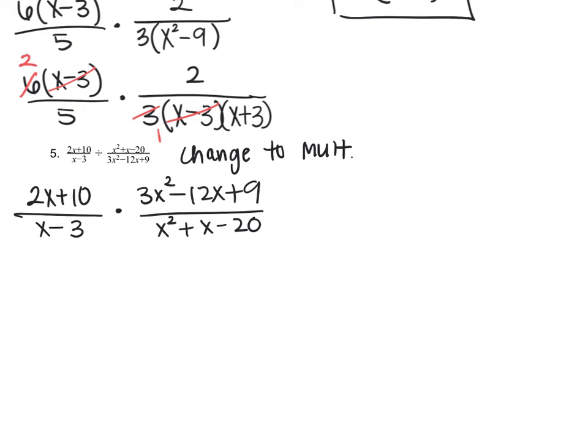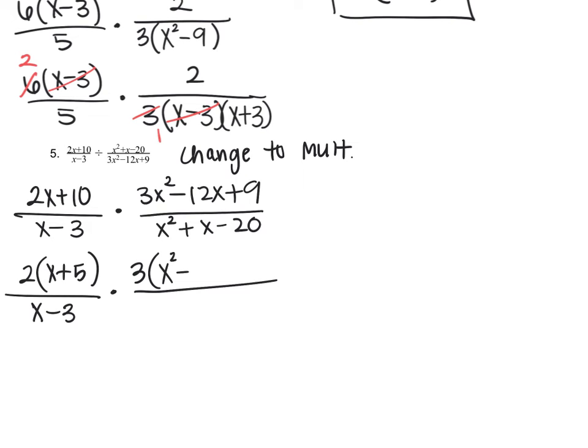Now I want to start factoring. So 2x plus 10 has a GCF of 2, which leaves us with x plus 5 in parentheses over x minus 3. Before I use the box method on 3x squared minus 12x plus 9, I'm going to check for a GCF. And there is one in this case. 3 goes into 3, 12, and 9. So I won't actually have to use the box method, because once I factor out that 3, I'm left with x squared minus 4x plus 3 in parentheses, which has a leading coefficient of 1.